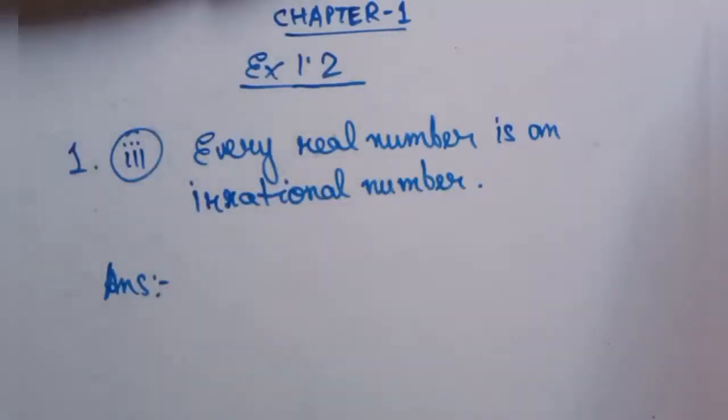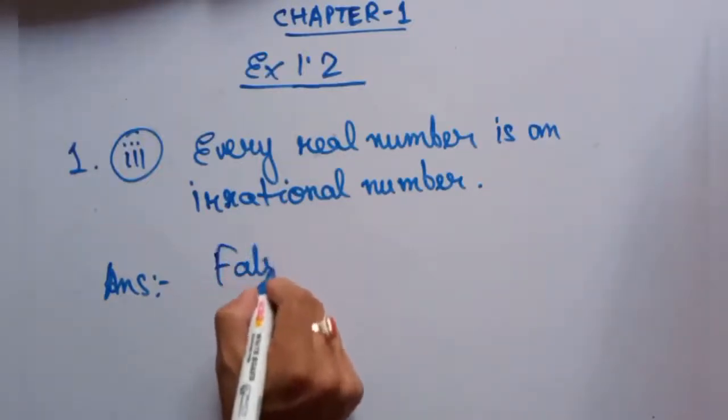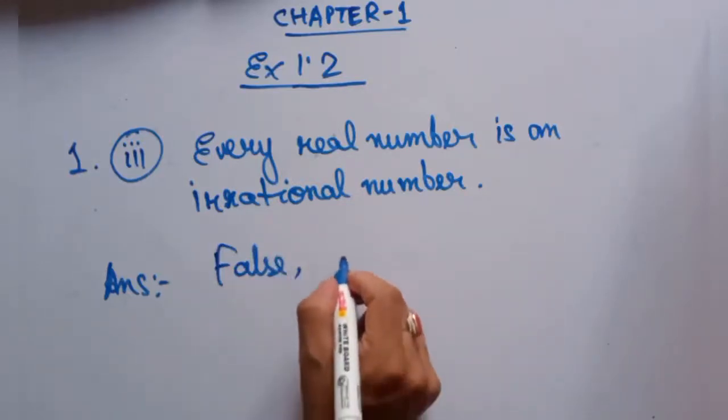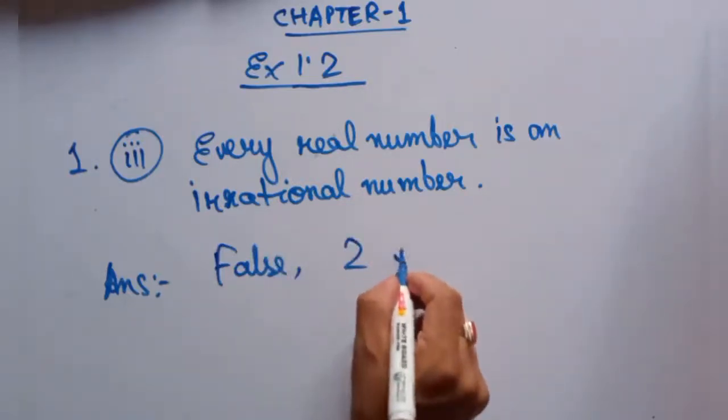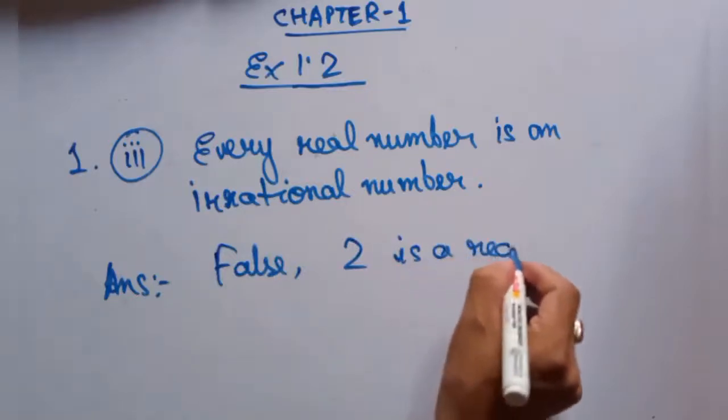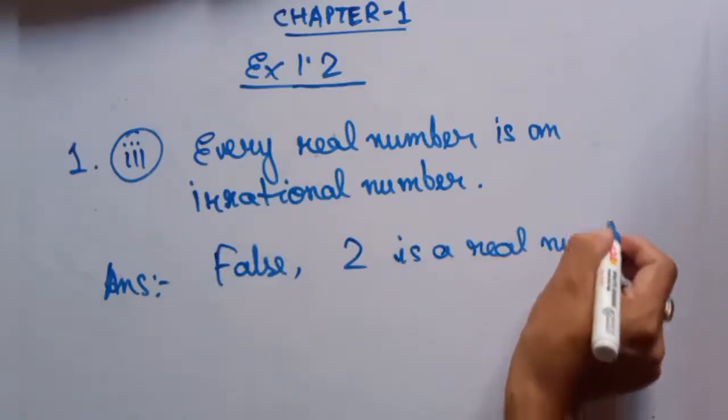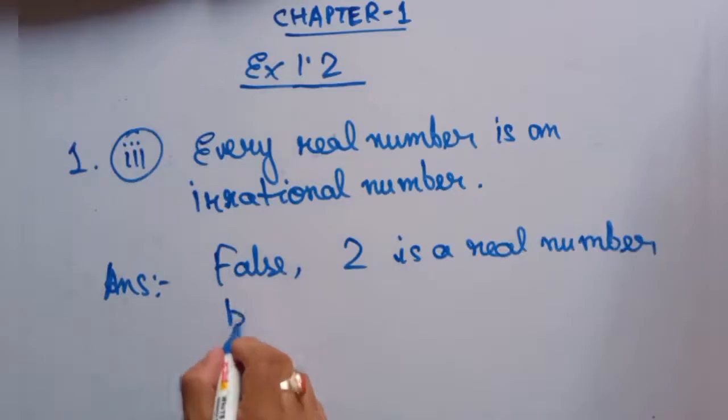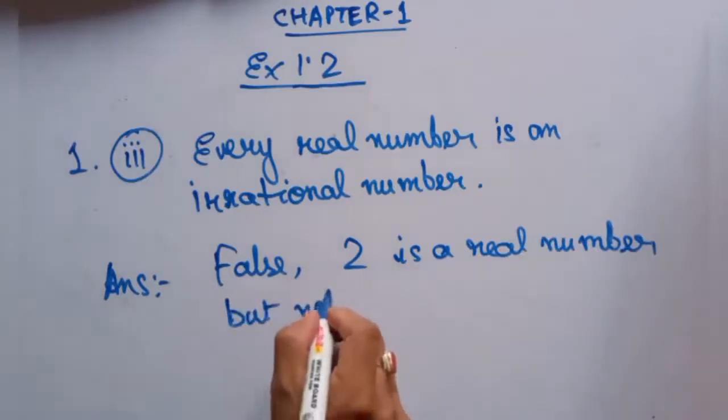Next, question number 1, Roman number 3. Every real number is an irrational number. The statement is false because a number like 2 is a real number but is not an irrational number.